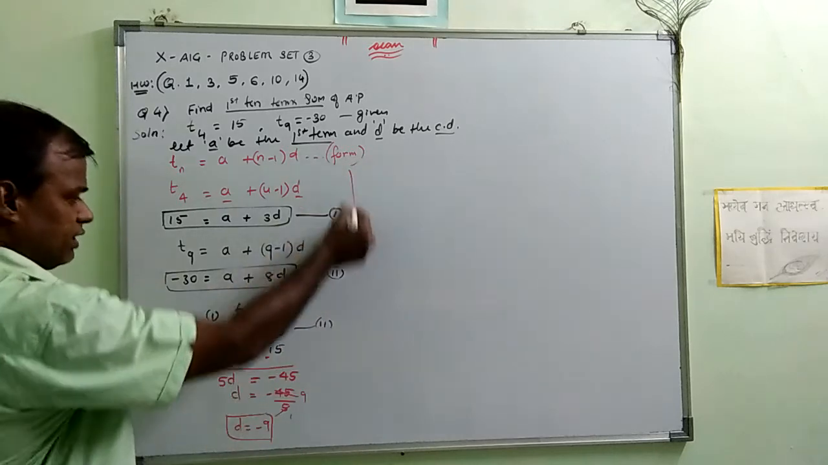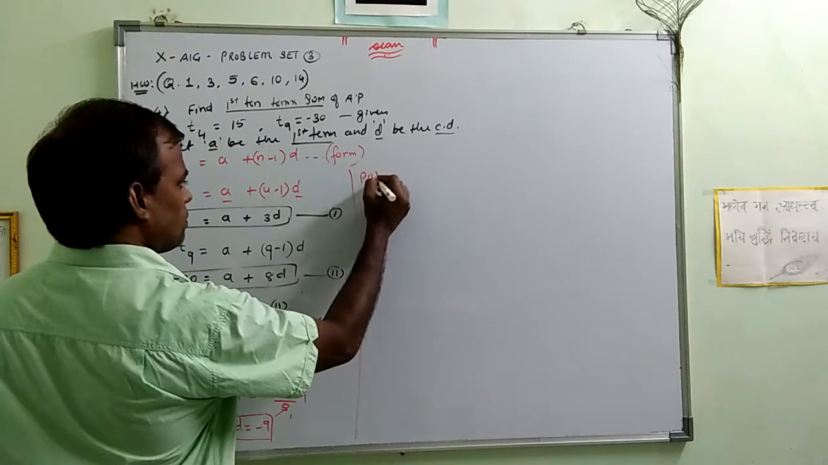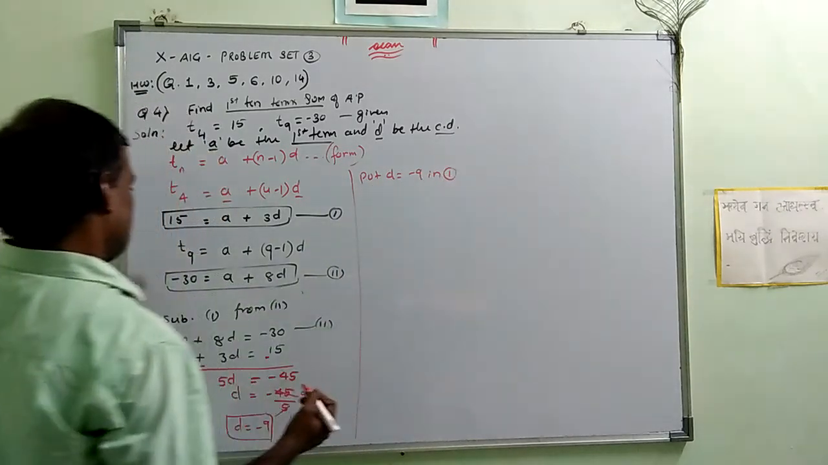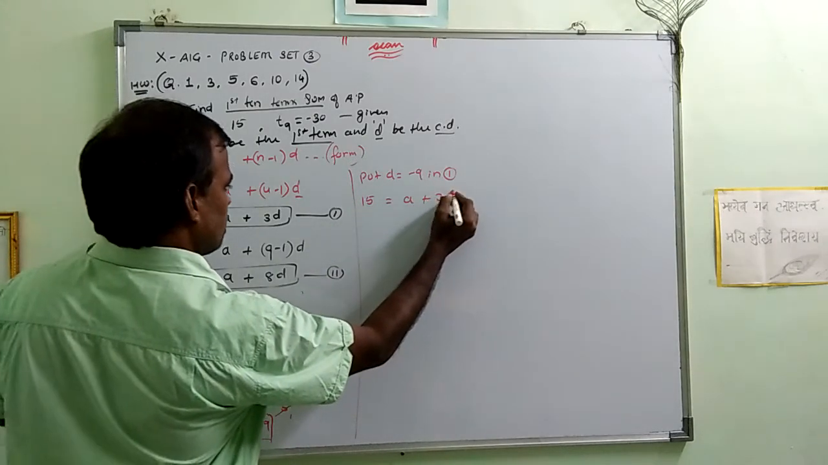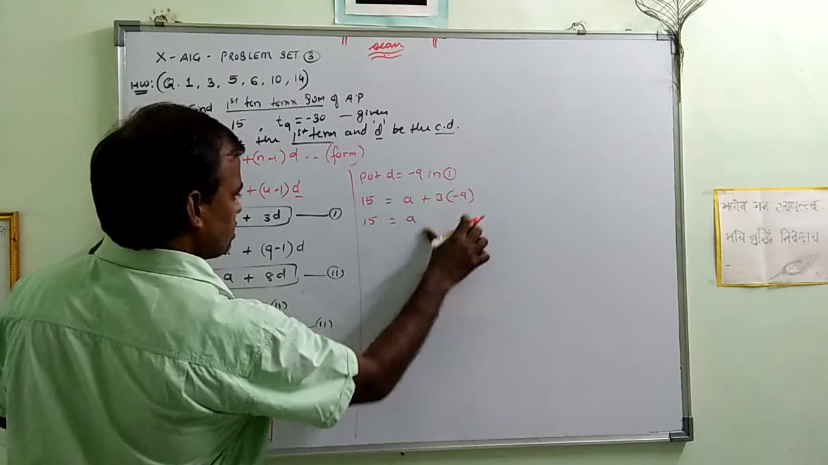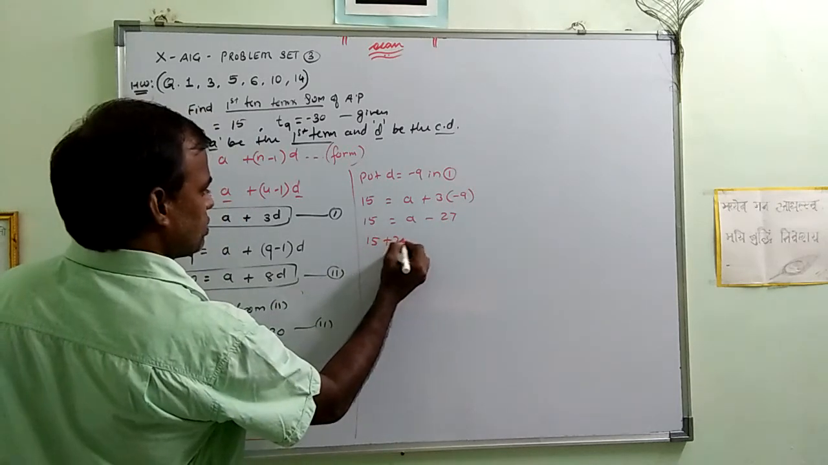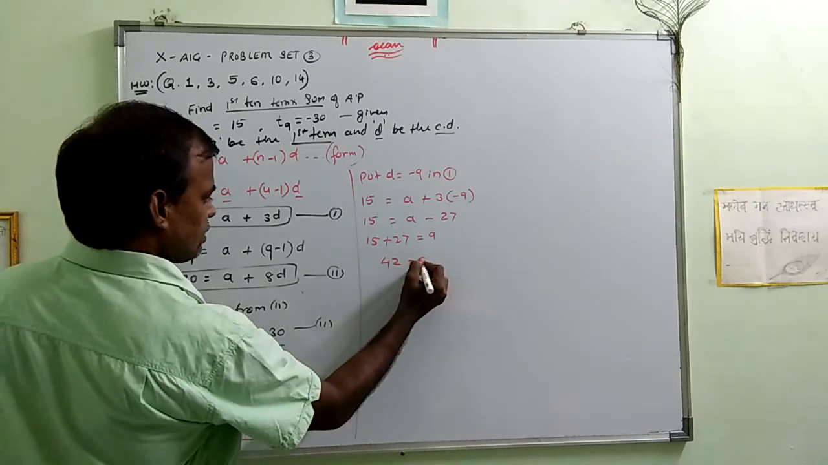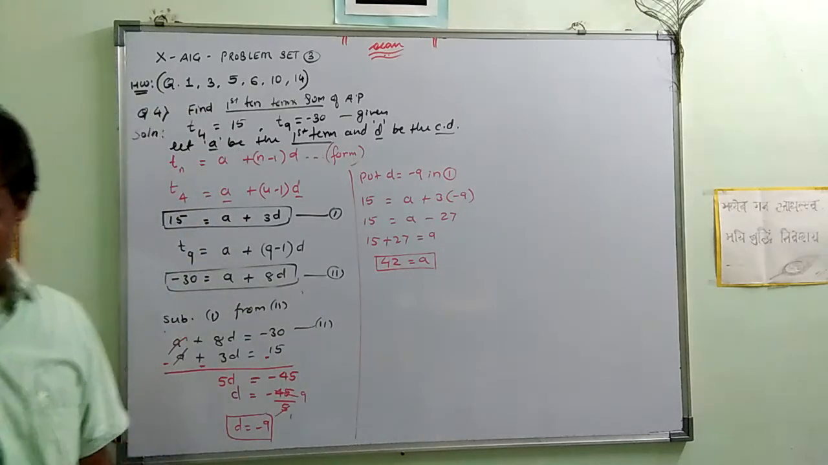We got the value of D. Put this value in an equation. Put D equals to minus 9 in 1. 1 is here. 15a plus 3 into minus 9. So 15a minus 27. So 15 plus 27 equals to a. That is a is equal to 42. Okay.